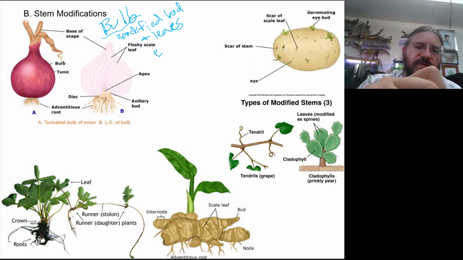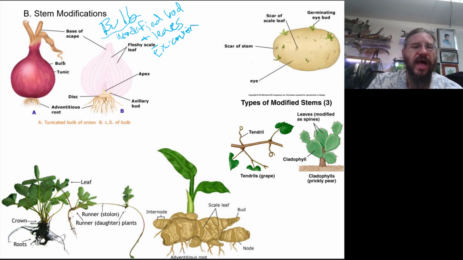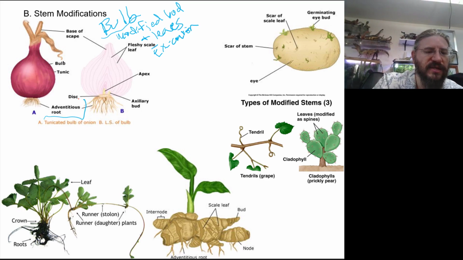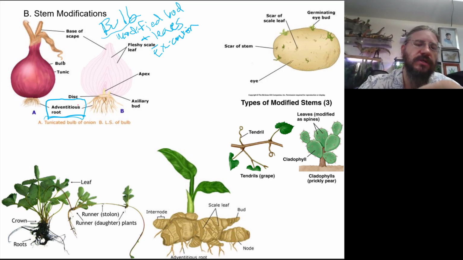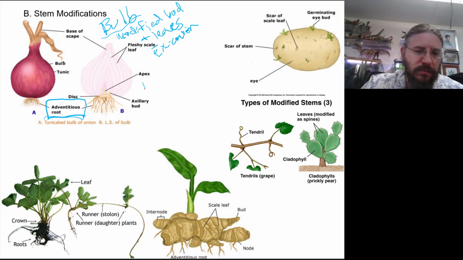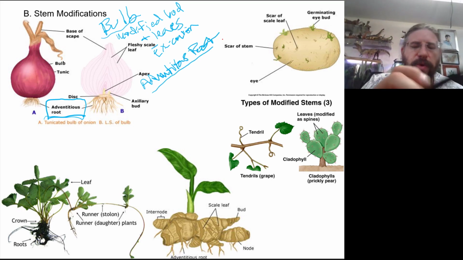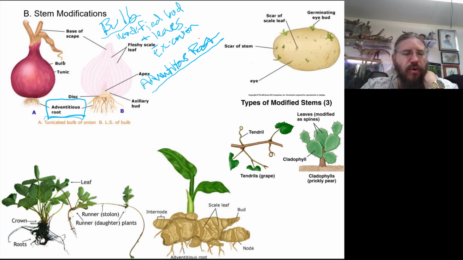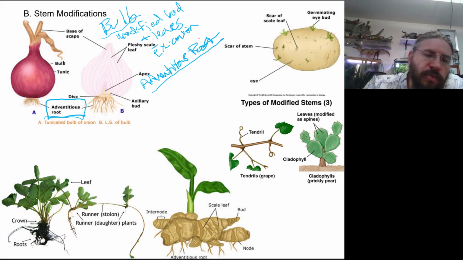Our big example is, of course, the onion. Bulbs often have what we refer to as adventitious roots. So an adventitious root is where we lack a primary singular root. We lack the primary root. No primary root.